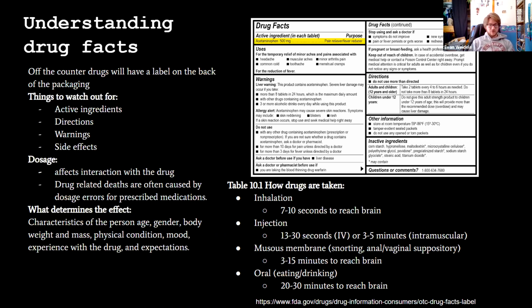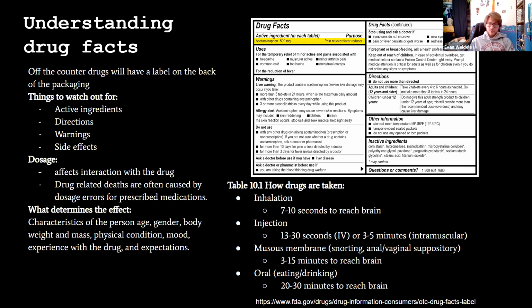Injection takes 13 to 30 seconds by IV, which is intravenously, like a needle into a vein, or 3 to 5 minutes for intramuscular, kind of like a flu shot, injecting into a muscle. Mucous membranes are special kinds of tissues, parts of the body that have special cells that basically transfer whatever components are on top of or inside of it to the bloodstream really quickly.